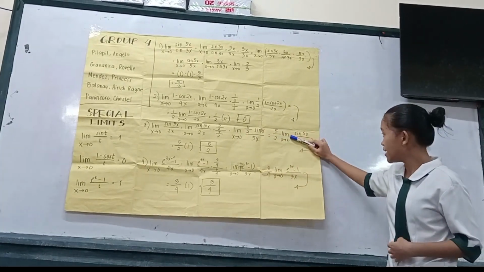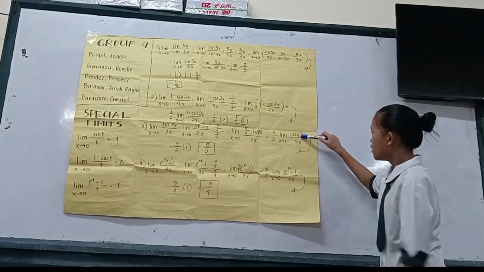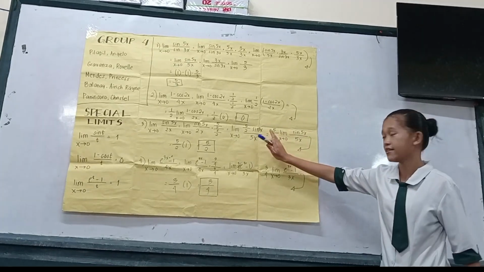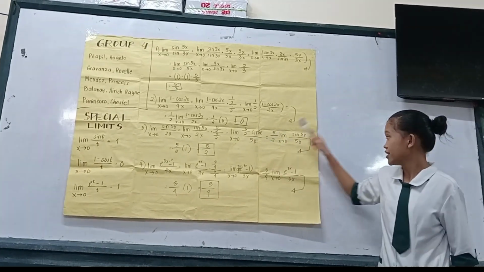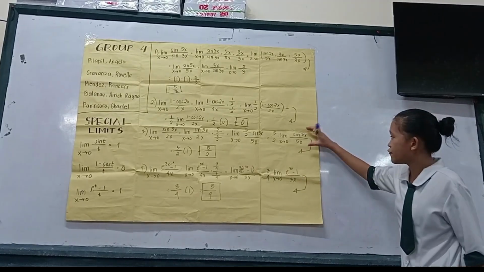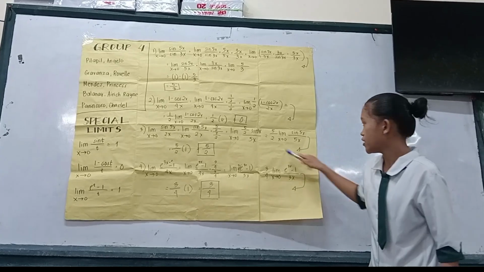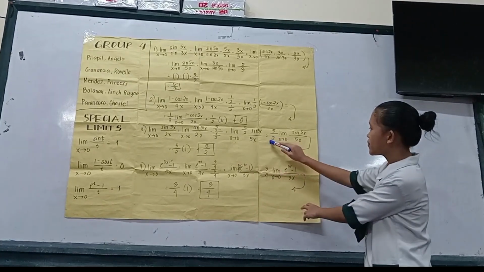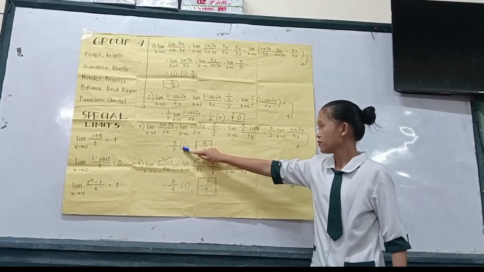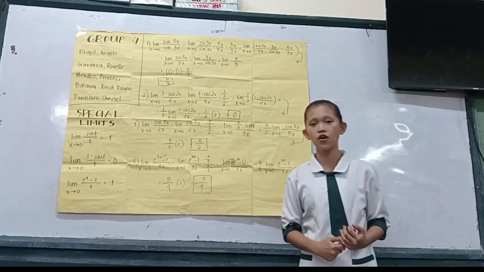So our next is 5 over 2 times the limit of sin 5x over 5x as x approaches 0. You've noticed that the 5 over 2 is separated from the sin 5x over 5x. If we put this in our calculator, the result is 1. So we multiply 5 over 2 and 1, and 5 over 2 times 1 is equal to 5 over 2. So that's the answer for example number 3.